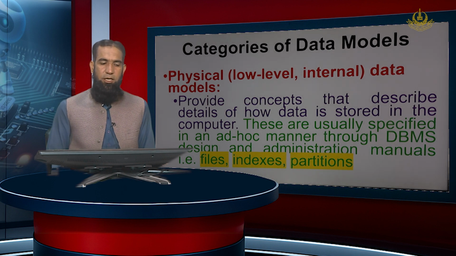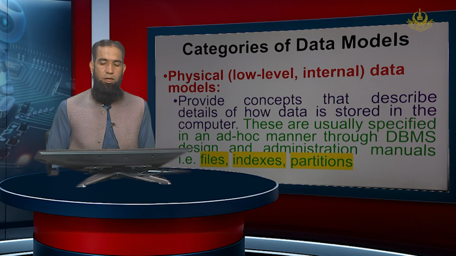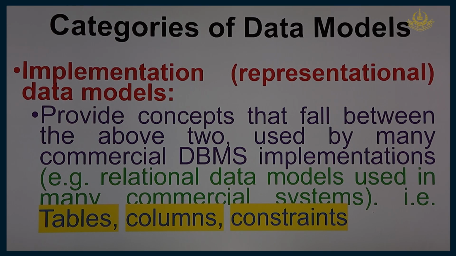The physical data models. These provide concepts that describe details of how data is stored in the computer. The core examples are files, indexes, partitions. These are usually specified in an ad hoc manner through database management system design and administration manuals. The third one is implementation models. In these models, the concepts provided fall between the above two, used by many commercial database management system implementations. For example, a relational data model, that's the most used data model.